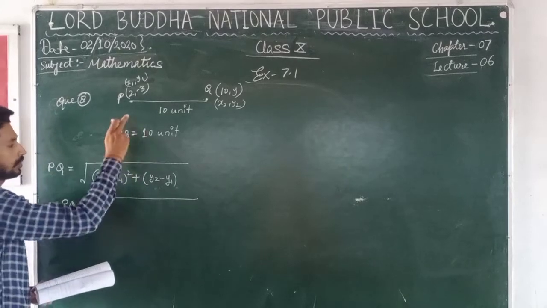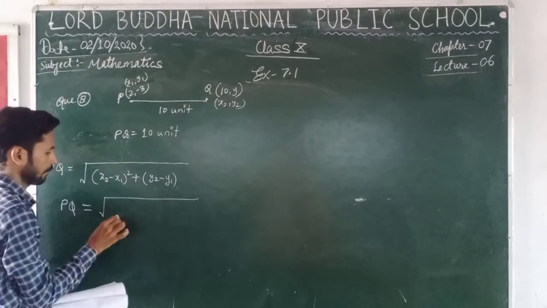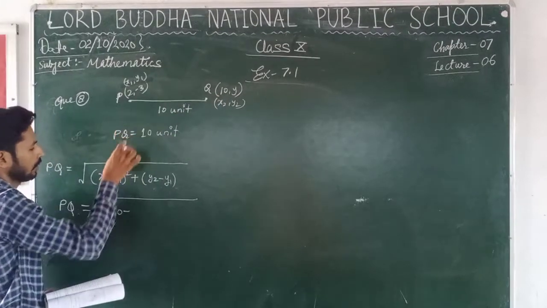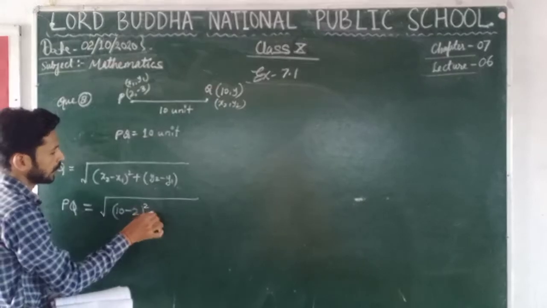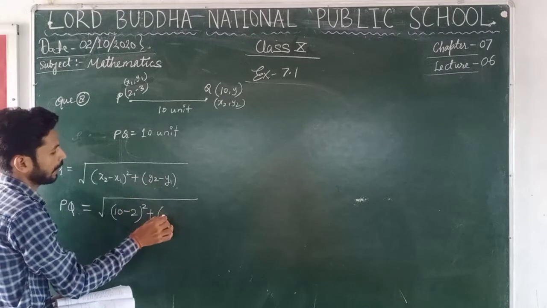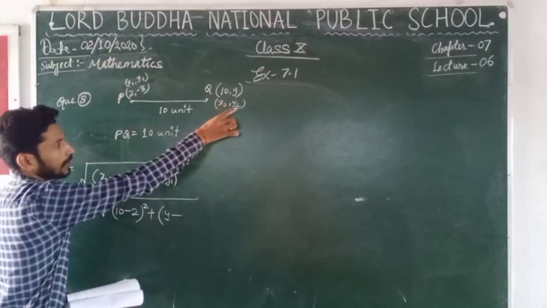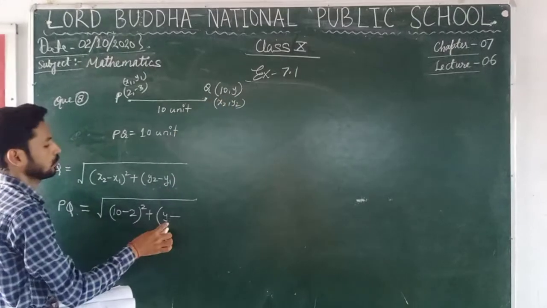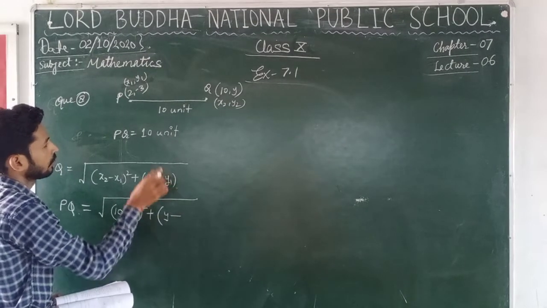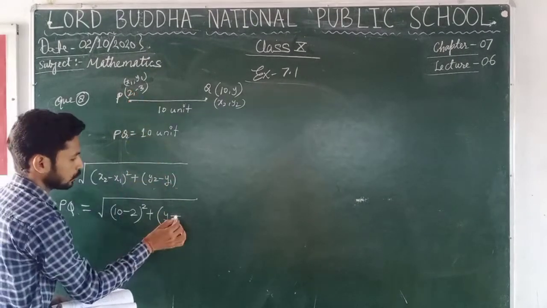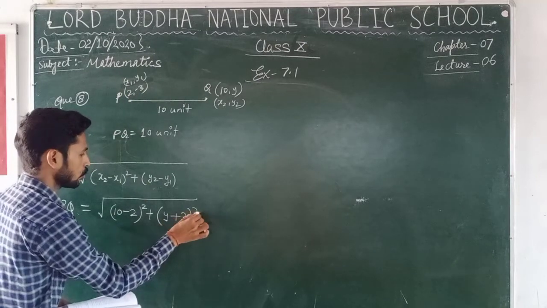Put the values. What is x2? That is 10 minus, and x1 is 2. So take square, plus. What is the value of y2? Y is here in place of y2. So we write here y minus y1. In place of y1 is minus 3. So minus minus will be plus, square.